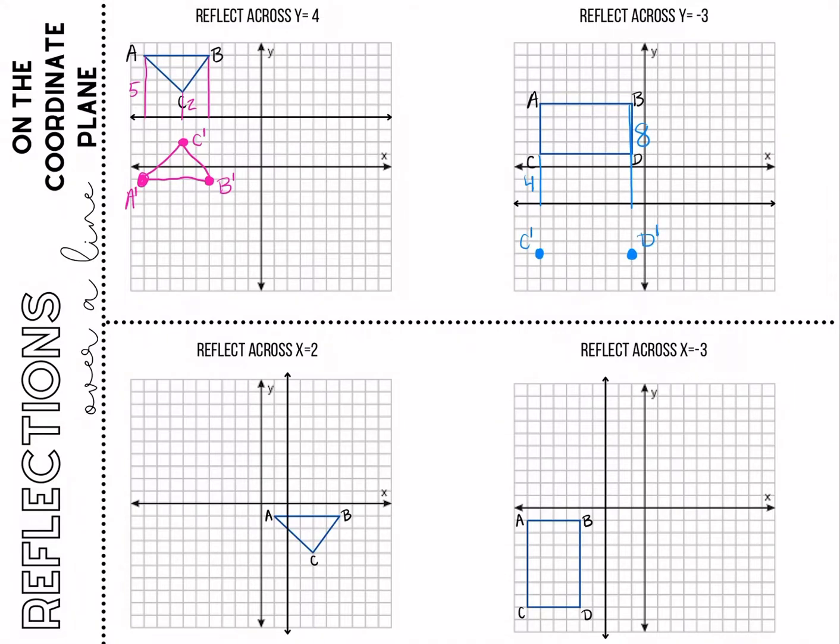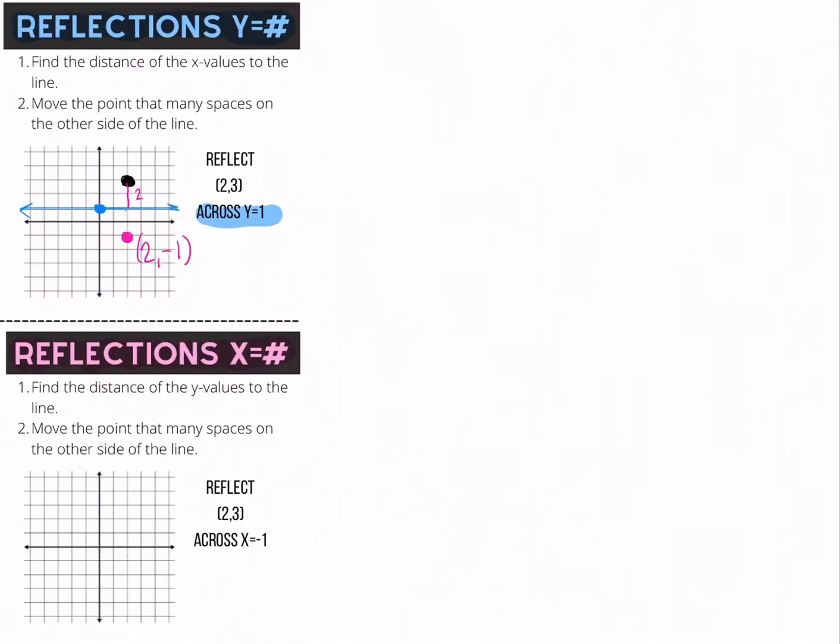And then A and B are 8 spaces. So 4, 5, 6, 7. We went off the graph just a little bit, sorry. B prime, A prime. Okay, and then I'm going to draw my image. So that is a reflection across y equals -3. So again, you're just finding the distance from the shape to the line and then graphing from the same distance away. So now let's go back to x equals a number.